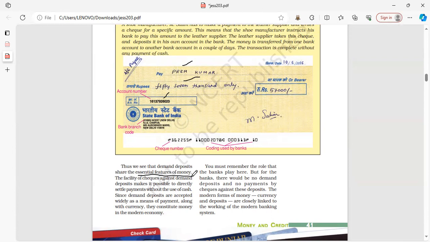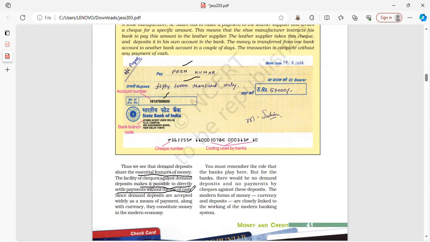The facility of checks against demand deposit makes it possible to directly settle payments without the use of cash. So what is the benefit of a check? What is the merit of using a check? That you don't have to carry money. You can settle the payment without the use of cash. You just have to fill up the details and hand over the check to the other person. You are writing everything and handing over the check. That person will take the check to the bank and he will get the cash.